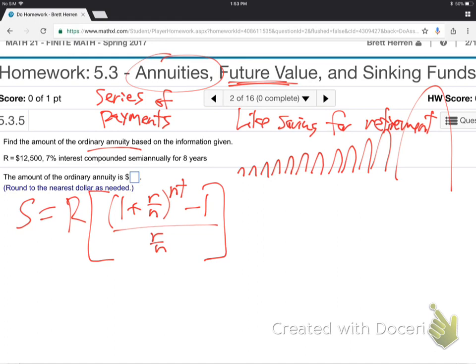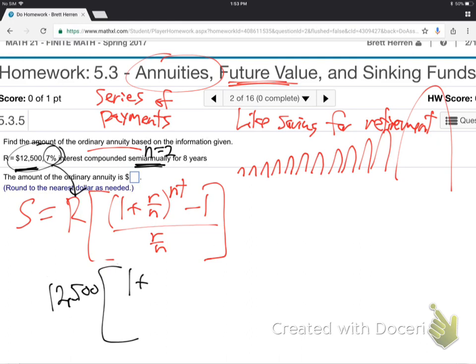Anyway, here we go. R is 12,500, so R is the payment. Notice this person is putting 12,500 in the bank semi-annually. What does that mean? Twice a year. So N is, remember, N is always the number of compoundings. Well, we're good. We're rolling. 12,500.